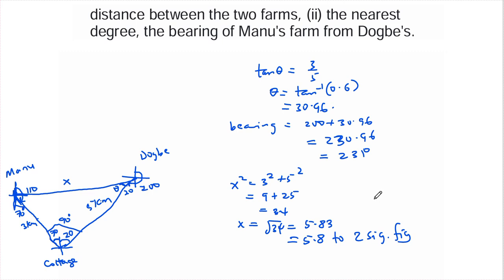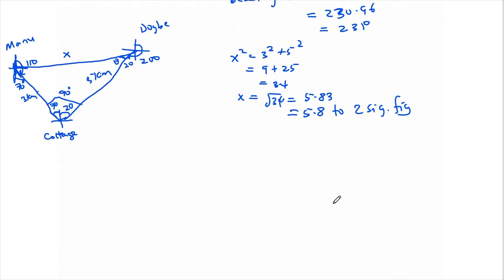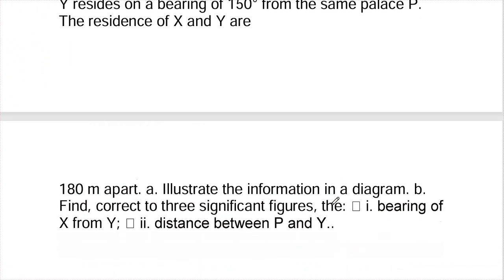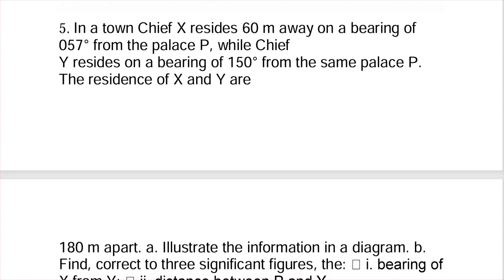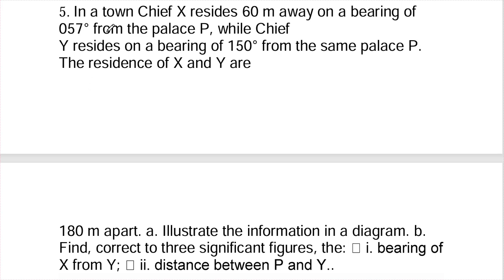So that means the bearing is going to be equal to 200 plus this small angle that makes it touch this line joining them. So plus 30.96, and that is going to give us 230.96. And since we are asked to find it to the nearest degree, the answer is 231 degrees. So this makes it the answer to that question. As you can see, life is beautiful, right? Okay, so we go again to the last one.